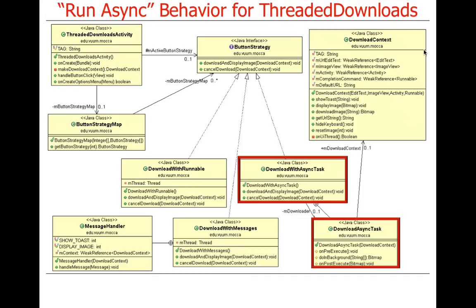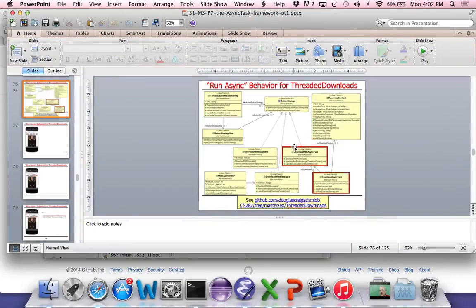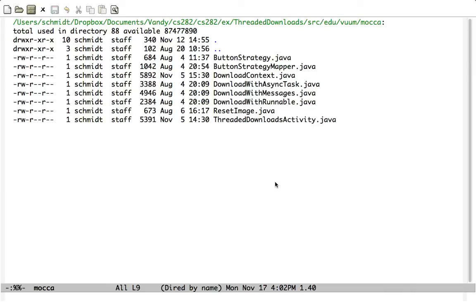All right, so now that we've talked about this stuff, now let's go ahead and take a look at how you might actually program it. And we'll do this in the context of our threaded downloads application. And here are the particular classes that we're going to use to make this work. All right, so let's bring this guy back up.